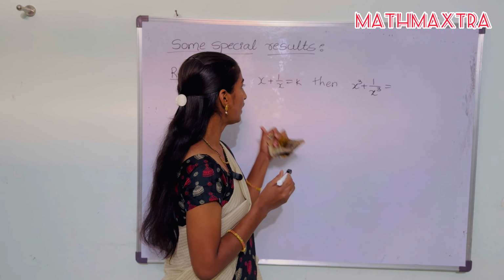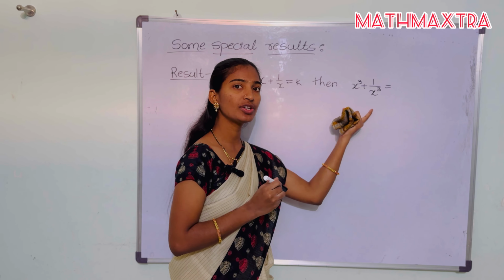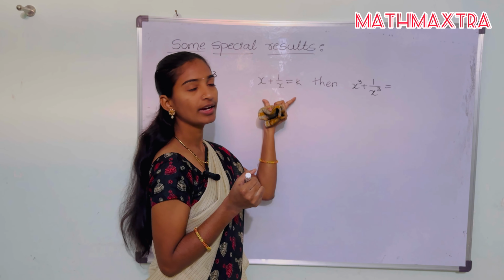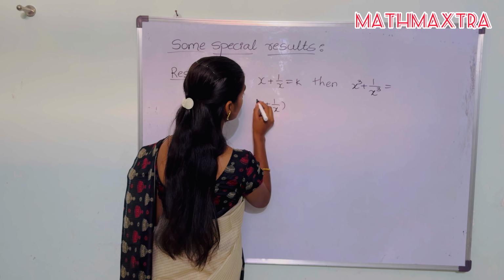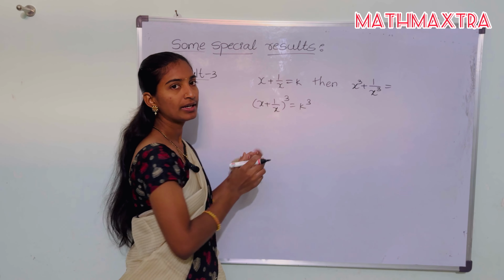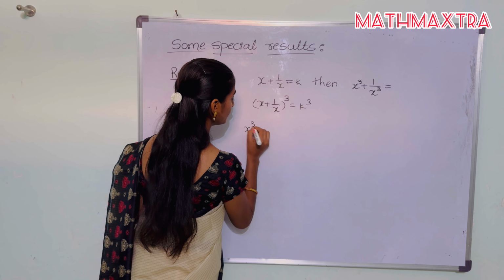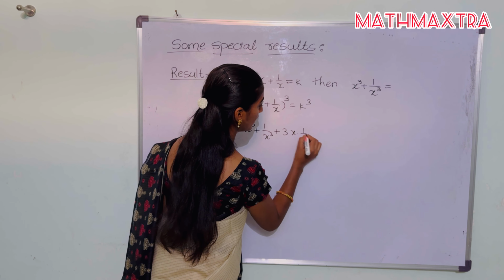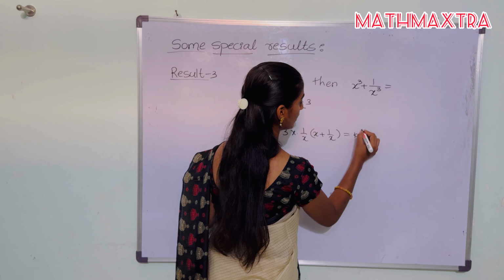Result 3. If x plus 1 by x is equal to k is given, then we need to find x cube plus 1 by x cube. How to simplify this? As this is cubing on both sides, what happens? Which is nothing but (x plus 1 by x) whole cube is equal to k cube, isn't it? You can expand this in the terms of (a plus b) whole cube, right? So what is that? a cube plus b cube plus 3ab into (a plus b), isn't it? And which is equal to k cube.